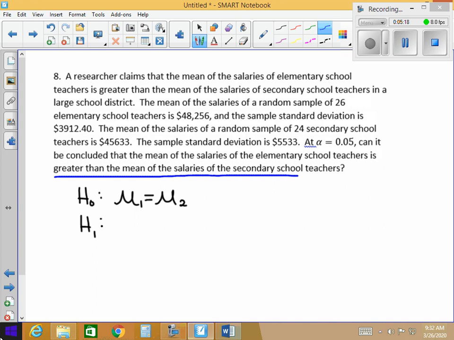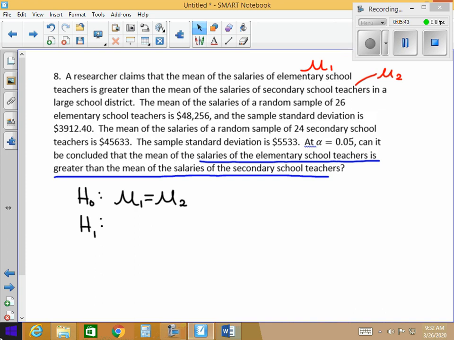Reading the last line, I'm going to say, are the elementary salaries greater on average than the mean of the secondary school teachers? If I want mean 1 to be elementary school, that's my population 1, and secondary school teachers, that's mean 2, my population 2. This time I'm testing to see, are my elementary averages bigger than my secondary averages?